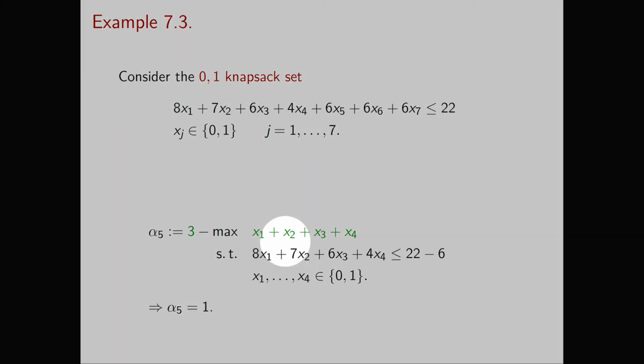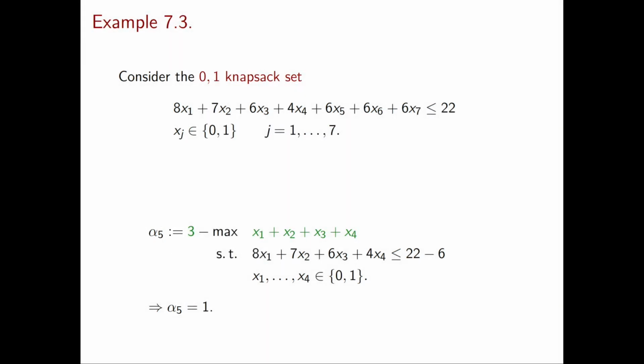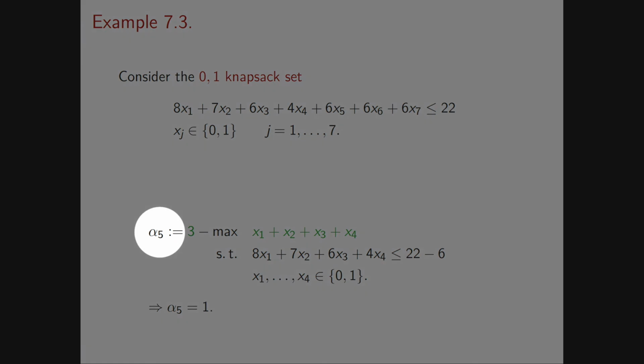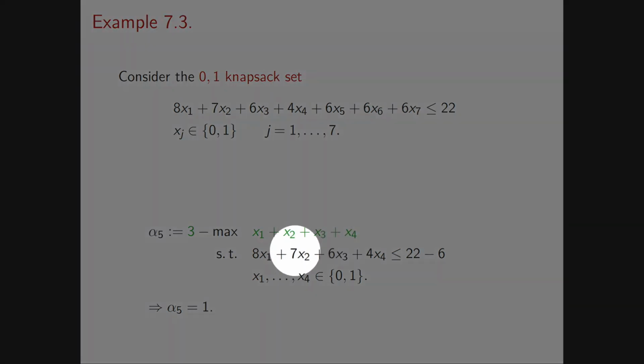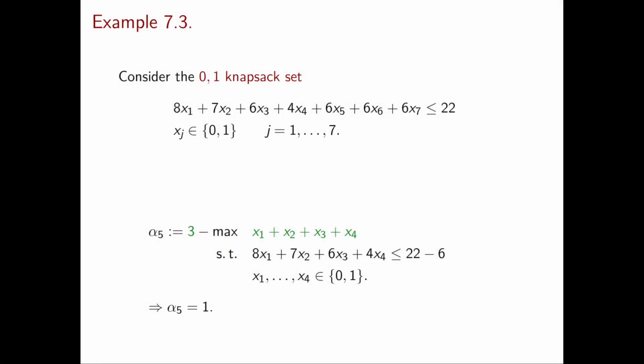Therefore, first we want to understand the coefficient alpha 5. And it's defined as the right-hand side, so 3, minus the max of the left-hand side of the inequality, subject to, so what we need to do is pick the original inequality, set x6 and x7 to 0 and x5 to 1. And this is the inequality that we obtained. This is a 4-dimensional problem, and if you solve it, you obtain alpha 5 equal to 1.